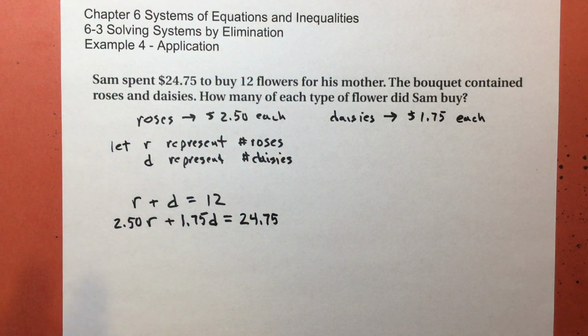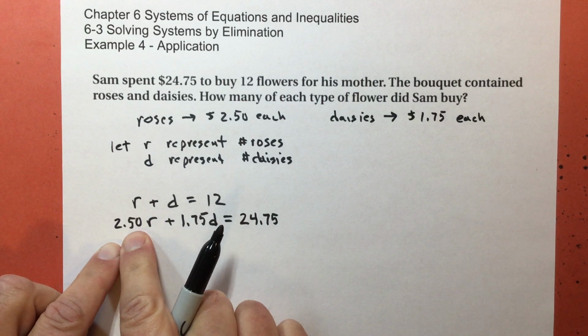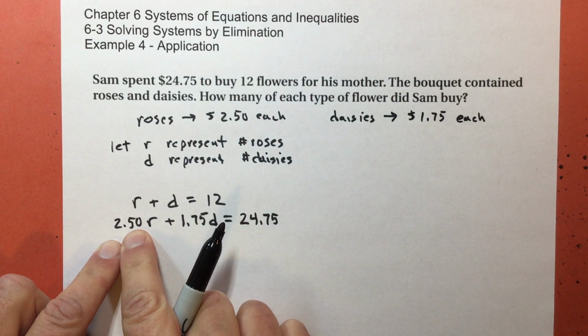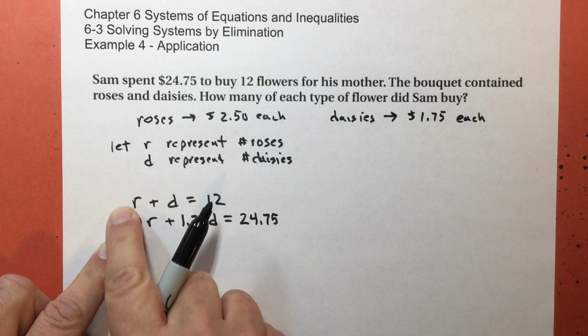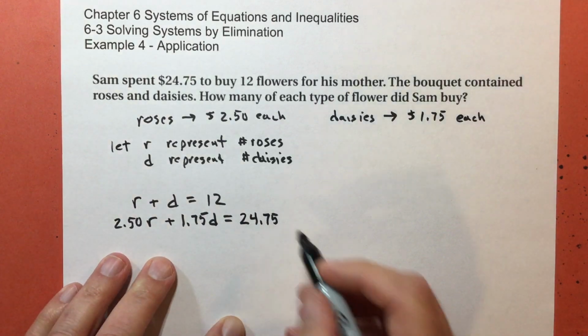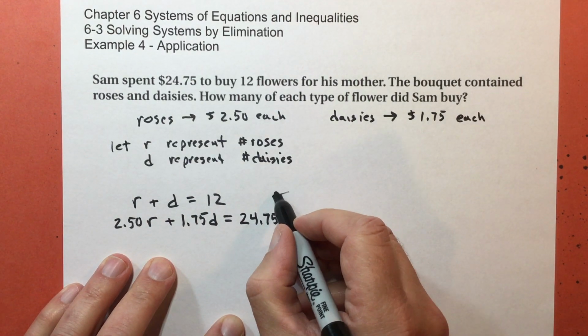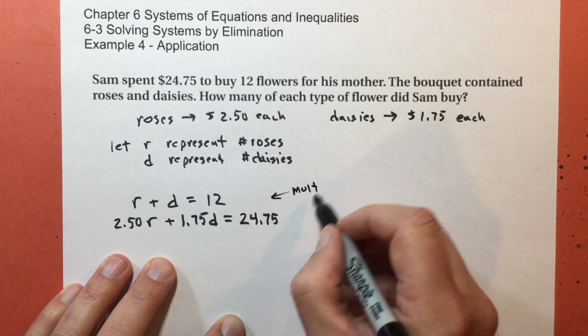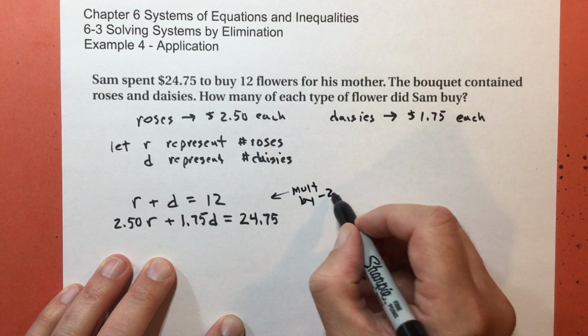Awesome. Both of these are now in standard form, but I have a problem. Neither one of them are going to be nice so that if I add, I'm not going to get elimination. No problem. See that 250? Well, all I have to do is multiply the first equation by negative 250, and then I'm going to get my r's to drop out. So I'm going to multiply by negative 250.